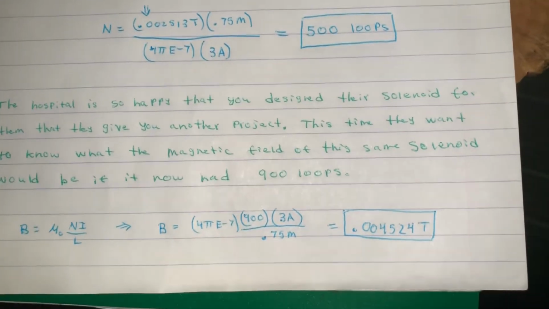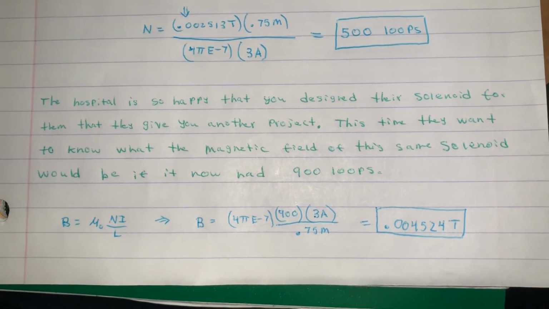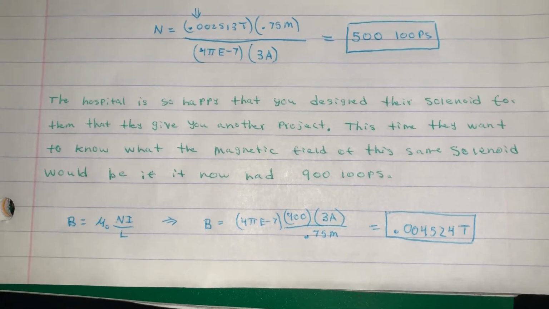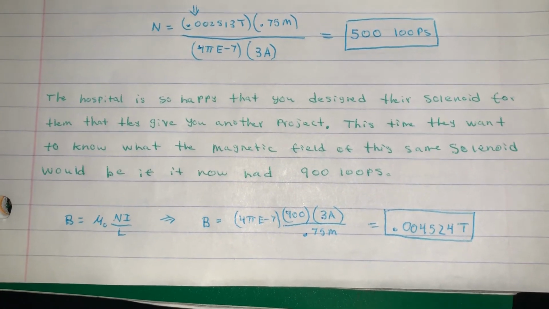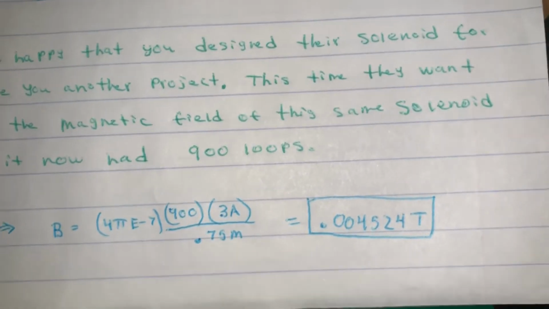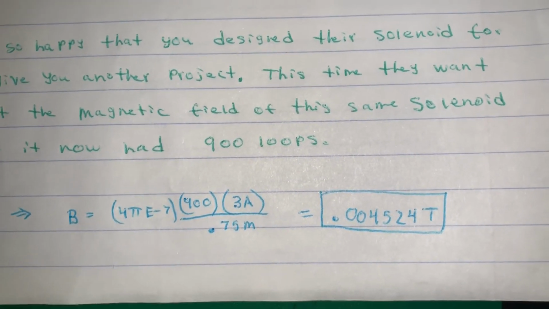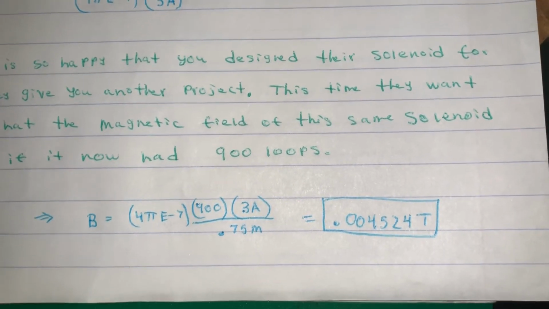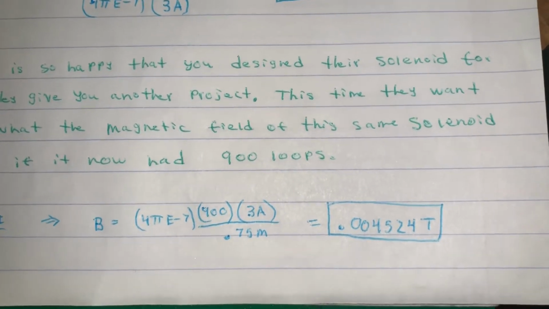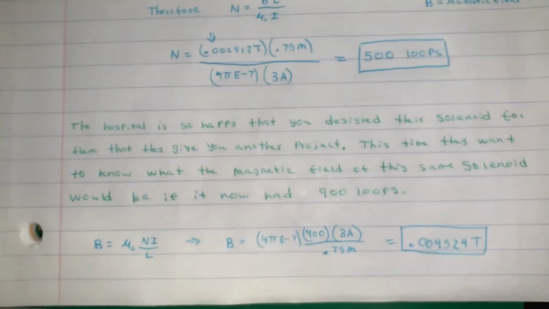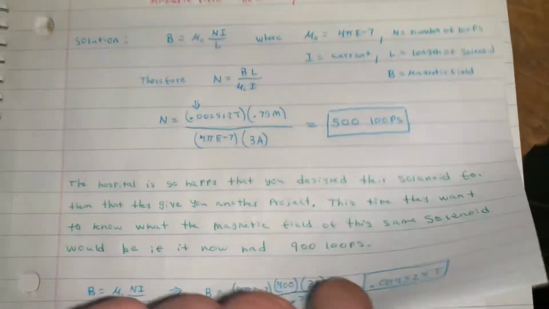And so to do this, we're just going to use the base form of the solenoid equation, which is the magnetic field of the solenoid equals mu naught times the number of loops times the current divided by the length of the solenoid. And when we plug in our numbers, we get that the magnetic field of this new solenoid with 900 loops is going to be approximately 0.004524 Teslas.